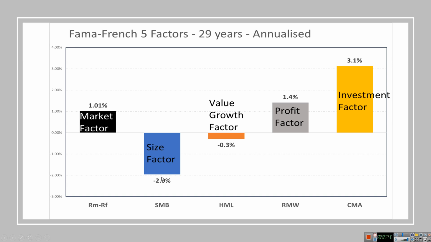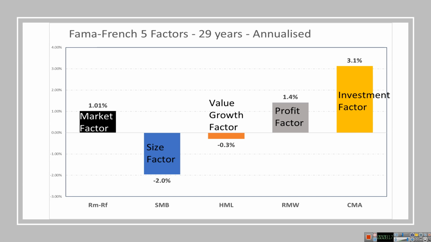And then we look at the value versus growth effect here. Basically very little. We're not finding much of an effect over this period. And if we look at their two more recent factors, this is their profit, robust minus weak, and you can see slightly positive for companies which have got slightly higher operating profits. And the biggest factor that they're showing here, and I say biggest, but it's only 3.1%. Remember that. This is looking at companies which don't invest, conservative minus those that do invest in assets.